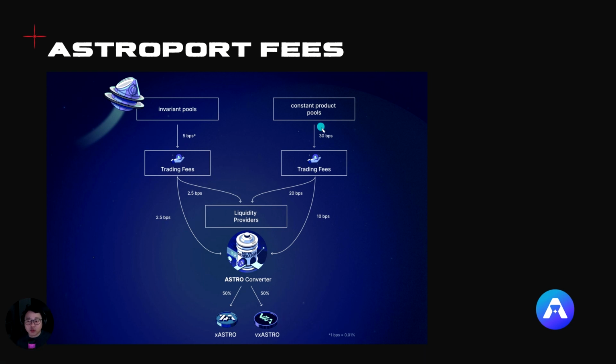For the constant product pool, which is essentially the 50-50 Uniswap type pool that we are familiar with, you get about 30 basis points or 0.3%, which is pretty standard for this kind of pool. And from there, 20 basis points goes to the liquidity providers. So two-thirds of it goes to the liquidity providers, and then the remaining one-third of it goes back to the Astro Converter.